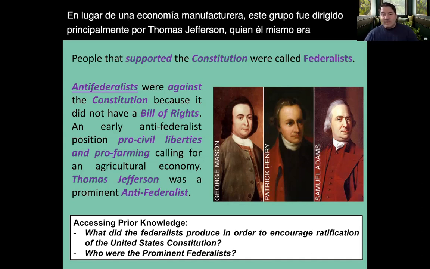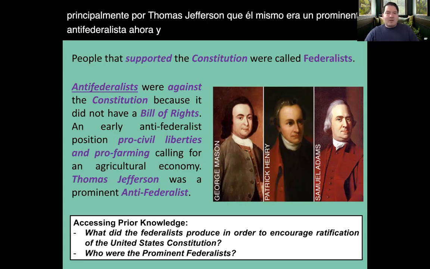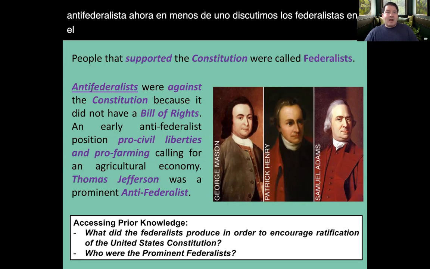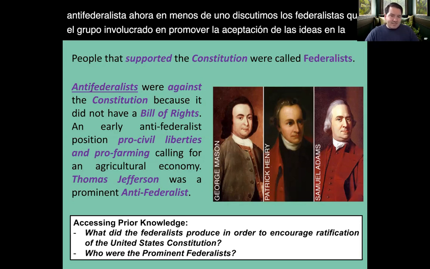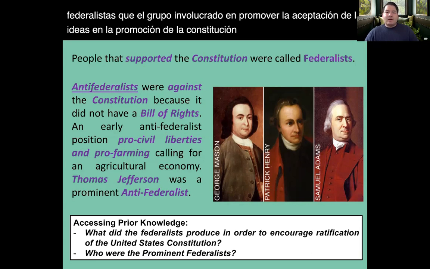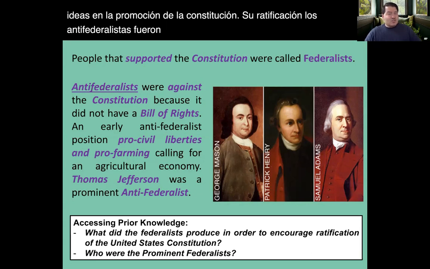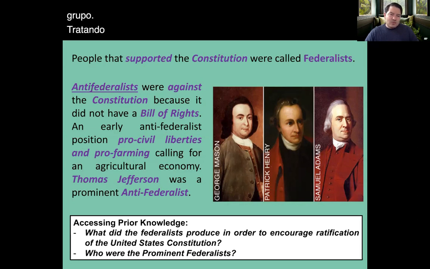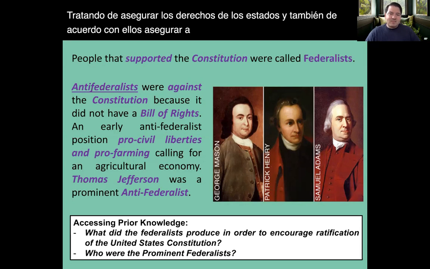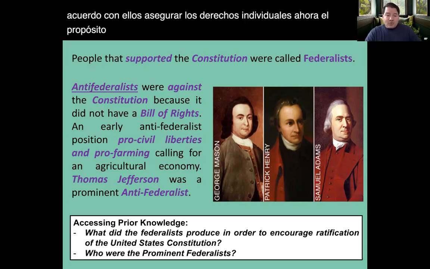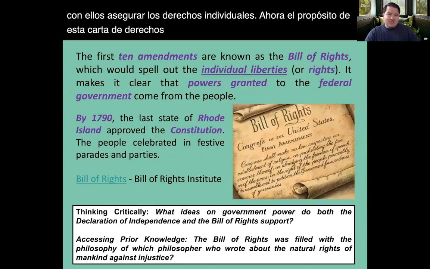Now, in Lesson 1, we discussed the Federalists, the group involved in promoting the acceptance of the ideas in the Constitution, promoting its ratification. The Anti-Federalists were the counter group. The group focused on trying to still secure states' rights and also, according to them, securing individual rights. Now, the purpose of this Bill of Rights was to protect the rights of the individual.